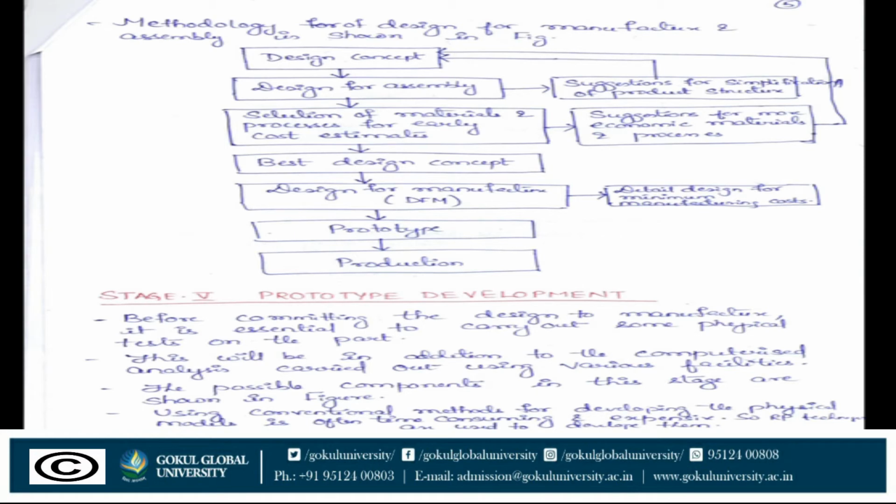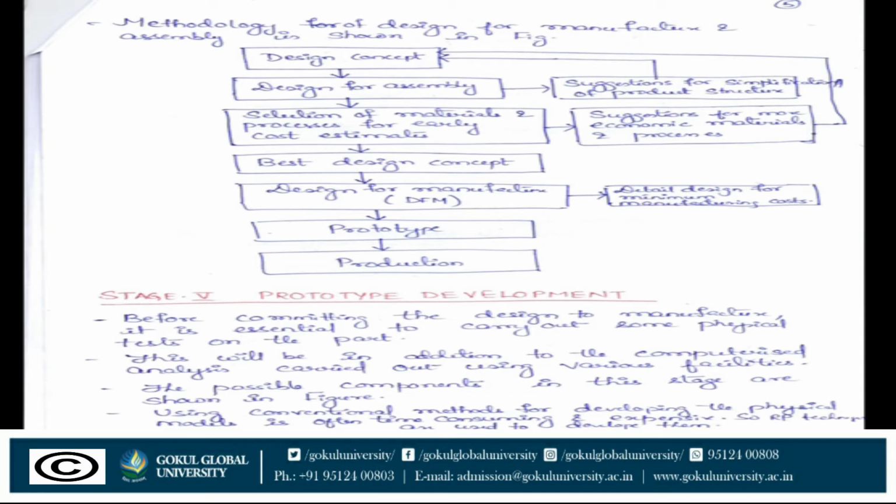The methodology for the manufacturing of the parts may be defined in a design concept. Second stage is design for assembly. Third is simulation for the material and process for easy cost estimation. Next is the best design concept. Next step is design for manufacturing. Last is the prototype, and the next final step is production.